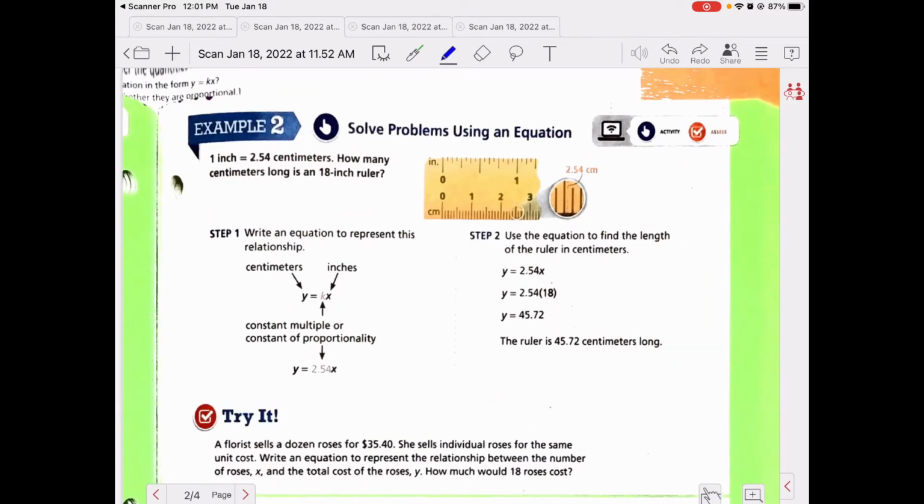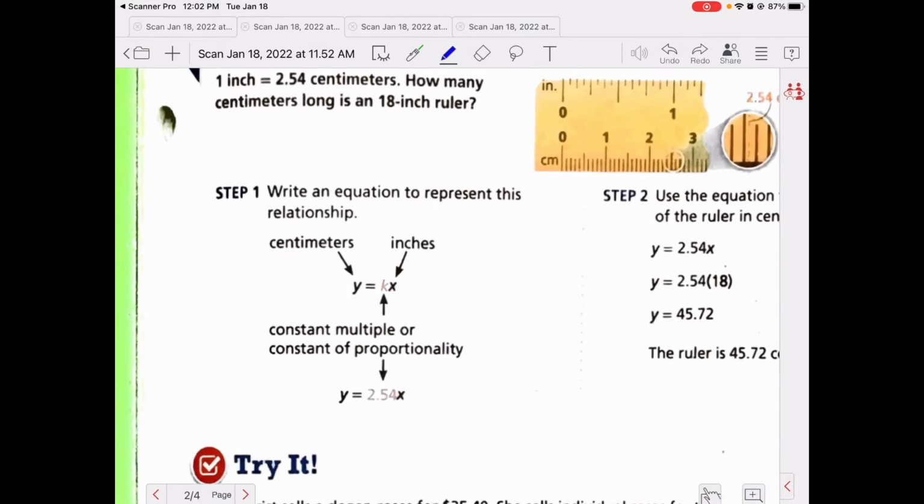So in example 2, it says solve problems using equations. So we know that 1 inch is equal to 2.54 centimeters. How many centimeters long is an 18-inch ruler? Okay. Now what's nice about the constant of proportionality is that it's the value for one unit of whatever thing we're doing. So in this case, 1 inch is 2.54 centimeters. So 2.54 is our constant of proportionality, or our multiple, okay? So that's why they're replacing K with 2.54 here. So our equation is going to be Y equals 2.54X, okay?